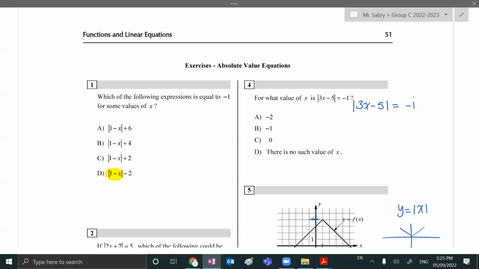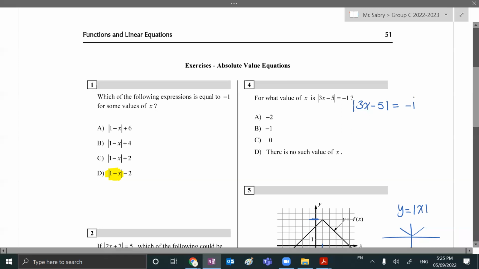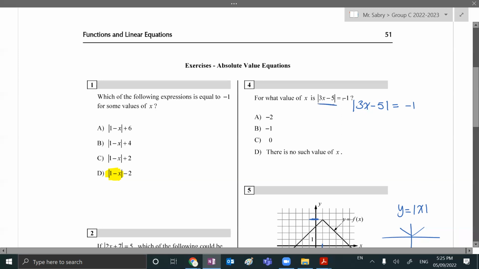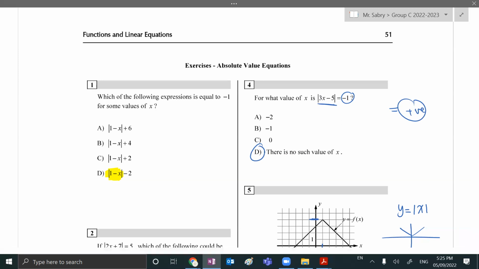Mister, I got x is equal to 2 and 4 over 3. No, no. Is it possible that an absolute would be equal to a negative number? No. So it's impossible for the absolute of 3x minus 5 to be equal to negative 1. The number outside of the equal sign must always be positive. If it's negative, then that would never work. Does that make sense? I know it's a tricky one.